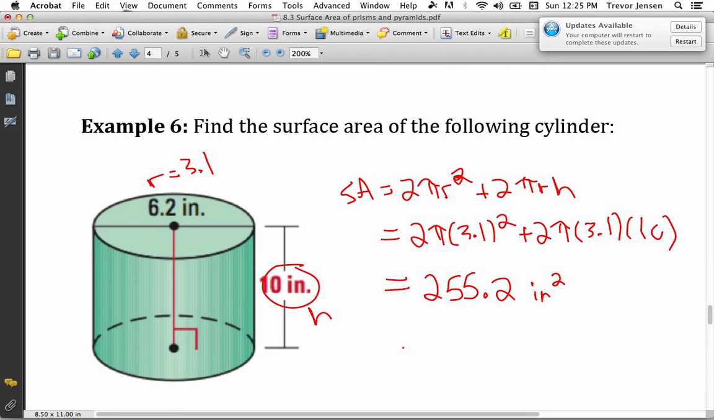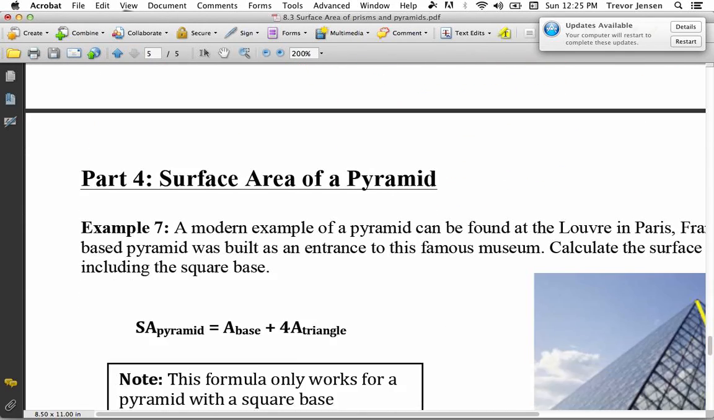Okay, if you're not going to do this all in one step, then make sure you evaluate this first, then add them together. And make sure you evaluate the exponent before you do the multiplication, then do the multiplication before you do any adding. So make sure you follow your order of operations.